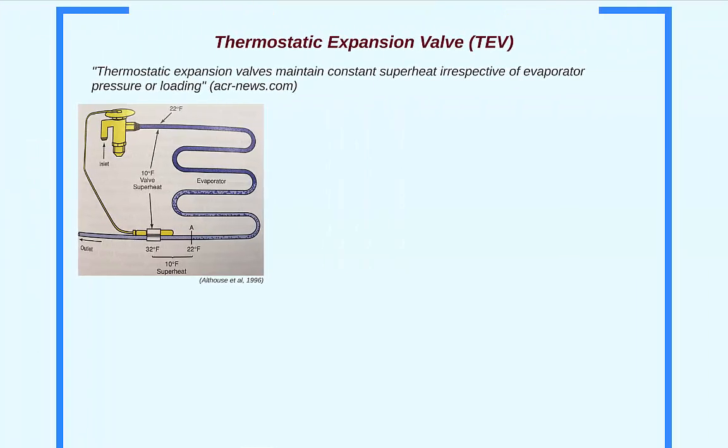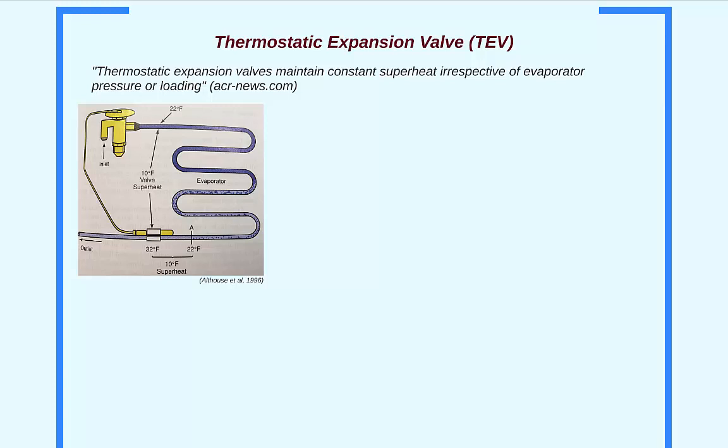The thermostatic expansion valve is designed to maintain constant superheat irrespective of evaporator pressure or cooling load. In other words, as the cooling load changes, the thermostatic expansion valve should adjust the refrigerant flow rate to maintain constant superheat. As a reminder, superheat is the vapor temperature increase above the saturation temperature in the evaporator coil.